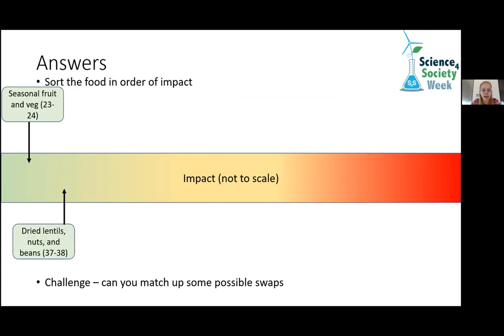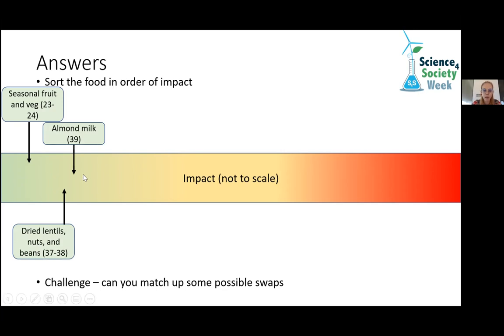Then we've got our dried lentils, nuts, and beans. So these are our dried beans and lentils. These are really, really good for swapping out for some things. Let's see if anybody can think about what they might swap for lentils. They use lentils instead of... We'll come to that in a bit and see what you can come up with, guys.